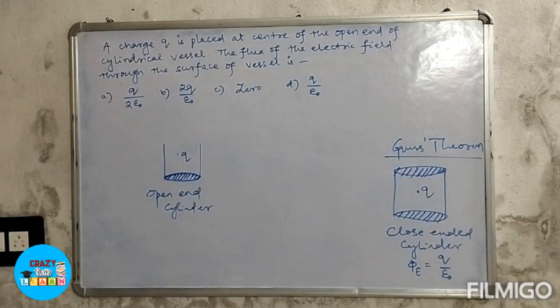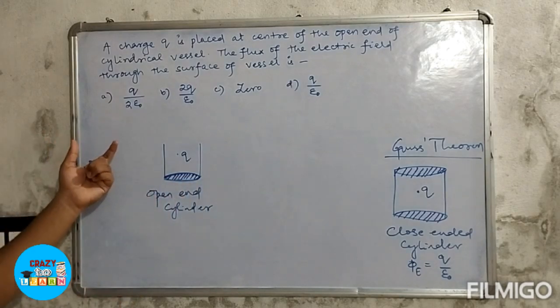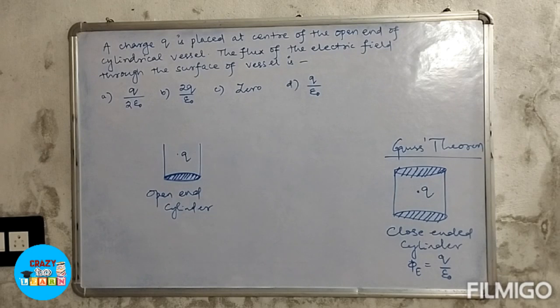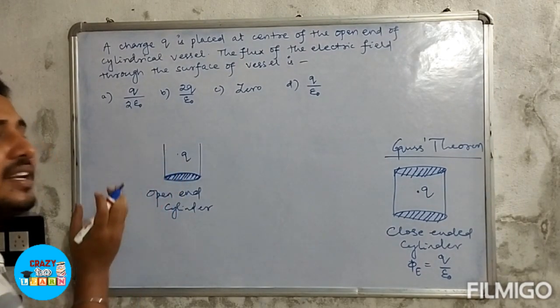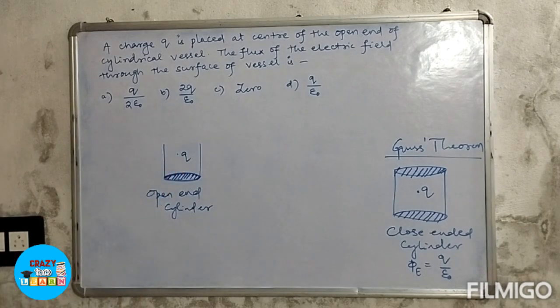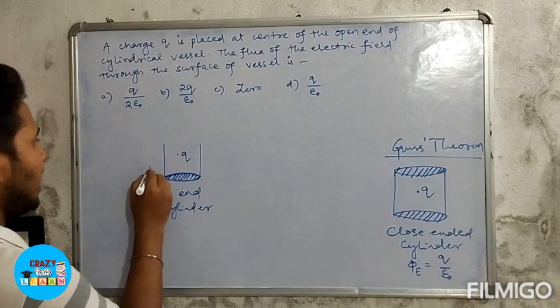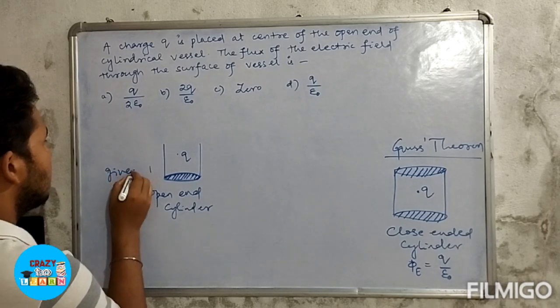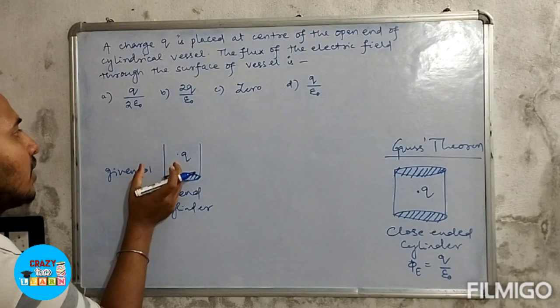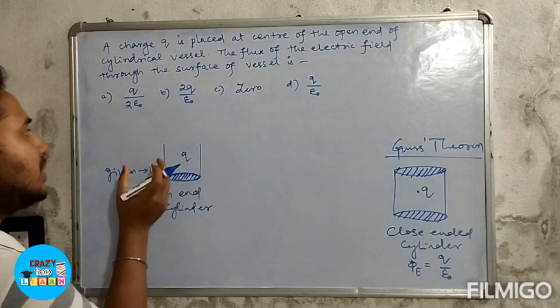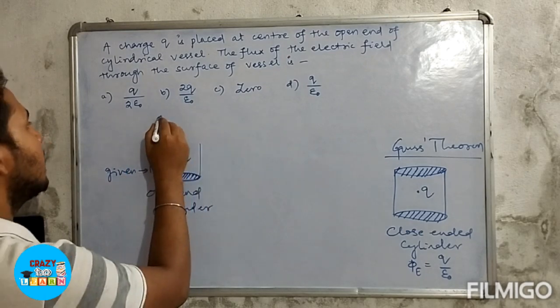Okay, so to come to our question, an open-ended cylinder is given to you. You cannot apply the Gauss theorem directly, so you have to close it. How will you close it? Just take a similar open-ended cylinder. One is given, and we will take another same cylinder and put it above here.